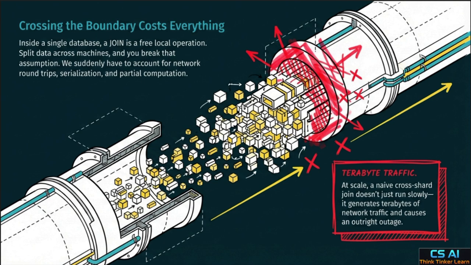Now, crossing the boundary costs everything. Inside a single database, a join is a free local operation. But as soon as you spread data across machines, the assumption completely breaks. You're now dealing with network round trips, serialization, and partial computation. If you're not careful, a naive cross-shard join won't just run slowly, it will generate terabytes of traffic and cause a total system outage.